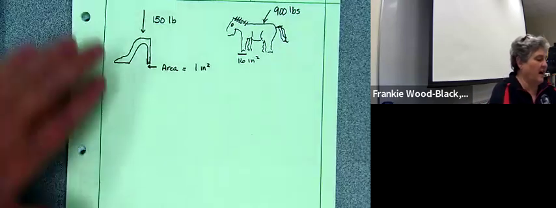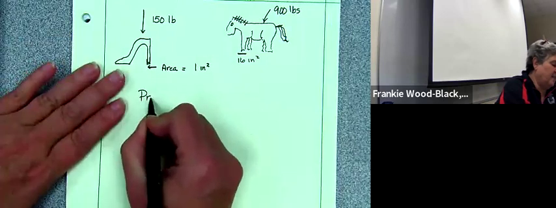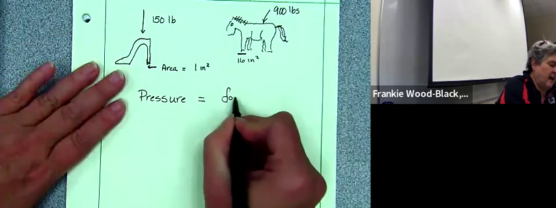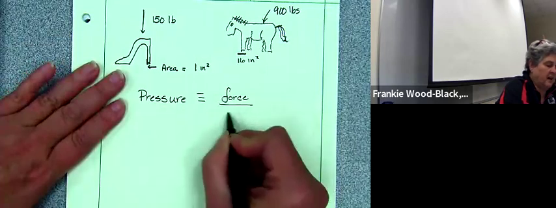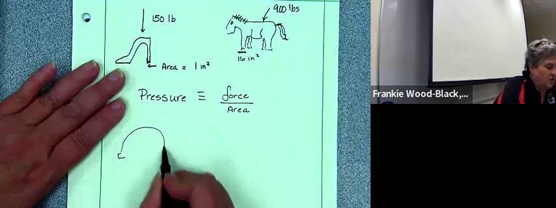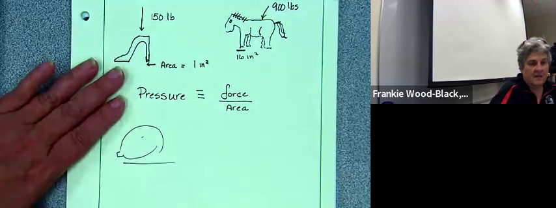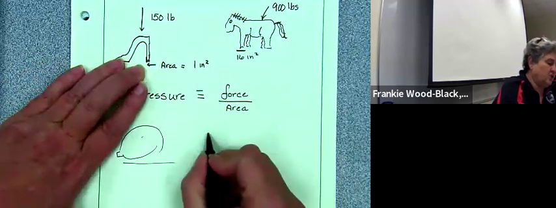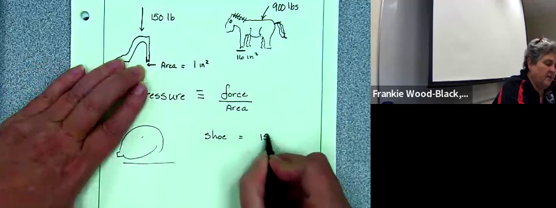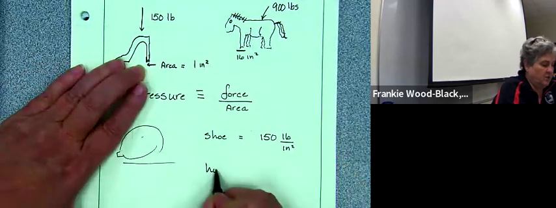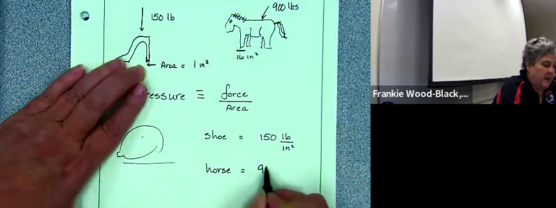Because this is our idea. We're going to define an item called pressure. And pressure is defined as the force per unit area. This is what allows us to use snowshoes and walk across snow. It's what allows us to do everything. So if I calculate the pressure that's being applied here, the shoe is going to be 150 pounds per square inch because it was 1 square inch. The horse is 900 pounds over 16 square inches.